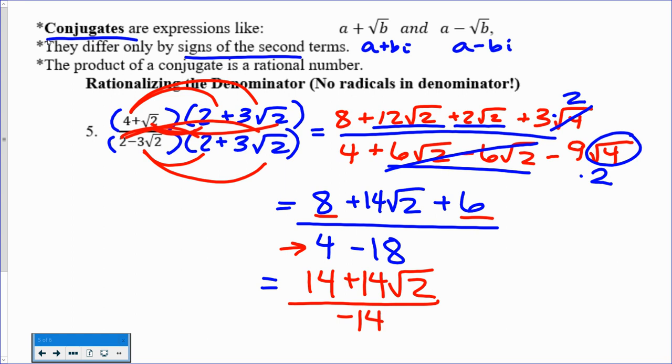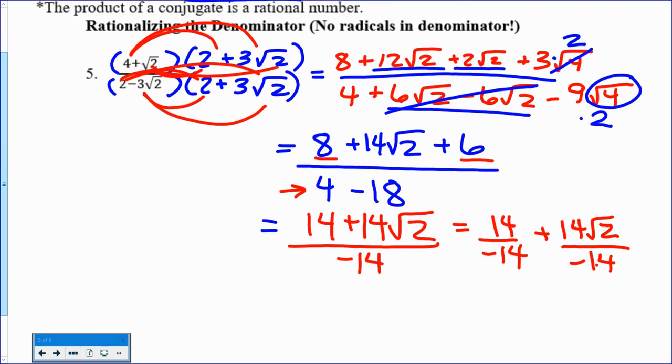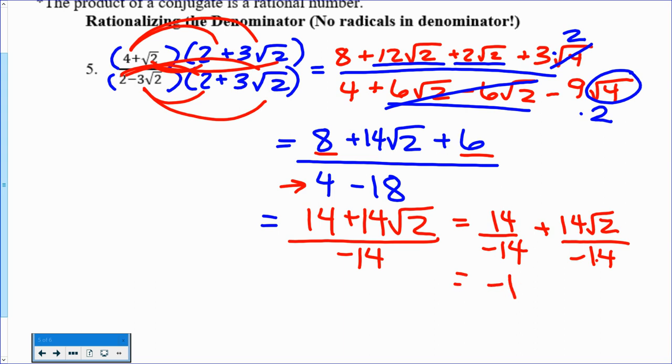And then just like we did in the past, if you can continue to simplify, you should, because I can rewrite this as 2 separate fractions, because both of those terms up on top are being divided by negative 14. So this would give me negative 1. 14 and 14 would also give me a negative 1 square root of 2. So that will be my final answer.